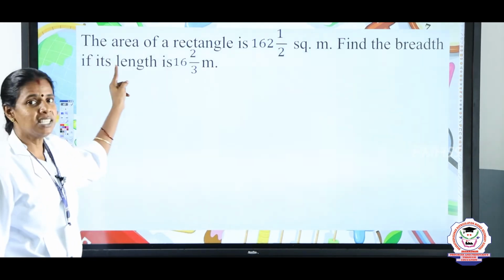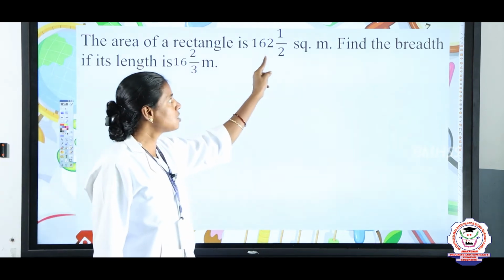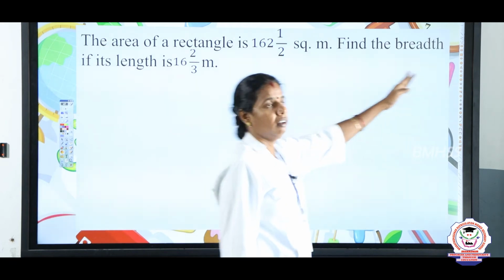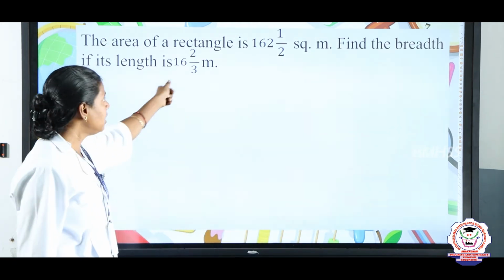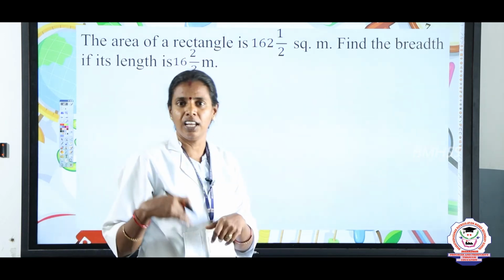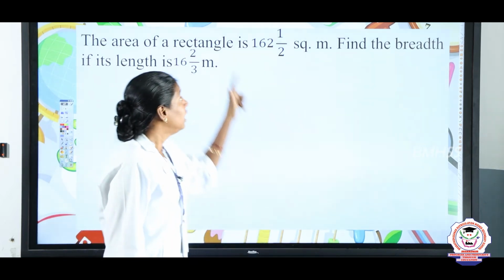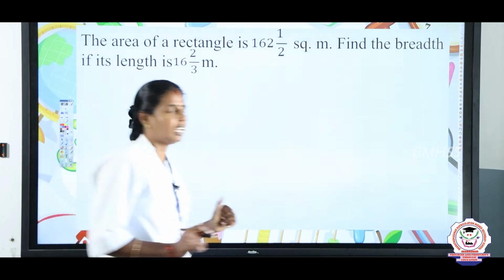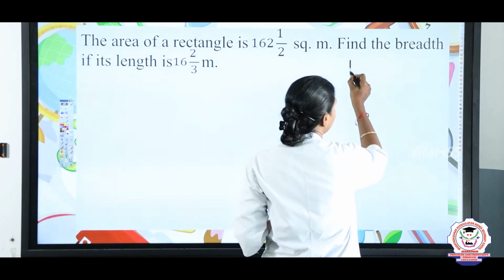see, the next problem is: the area of a rectangle is 162 1/2 square meter. Find the breadth if its length is 16 2/3 meter. Usually length and breadth will be given and we will find the area, right? But here the area is given and the length is given, and we need to find the breadth of the rectangle.